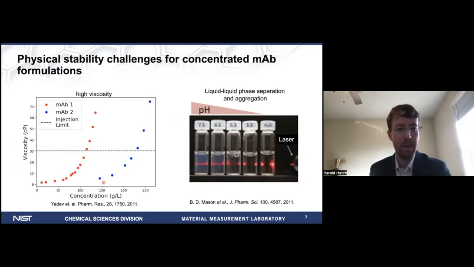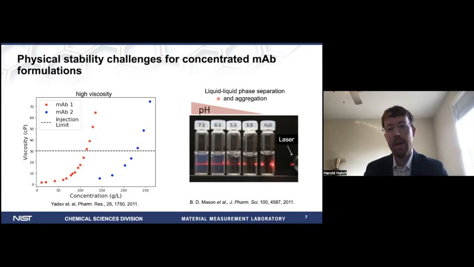So we'd like to be able to predict, between MAB1 and MAB2, we could have predicted this without having to make them first, which is really expensive, or make large quantities of it to do the experiments. And also the companies don't really want to share exactly what MAB1 and MAB2 are. These are often like highly guarded sort of secrets.